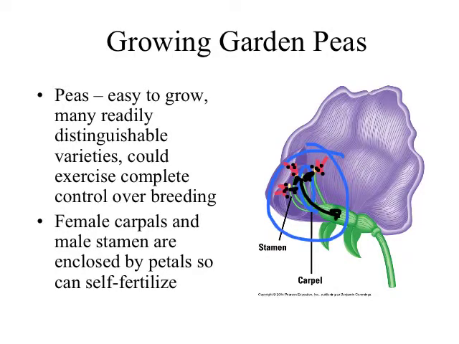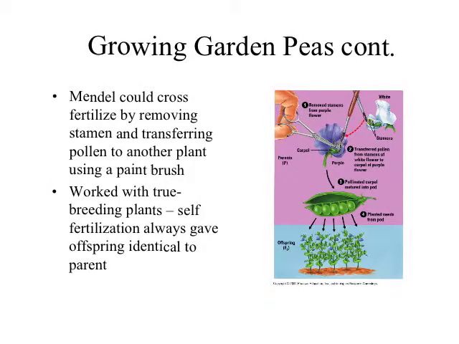Okay, so that's usually how peas work. However, Mendel figured, all right, I can mess with nature a little bit, and I can cross different varieties of pea plants by fertilizing them by hand. So he would remove the stamen and transfer the pollen from one pea plant to another using a paintbrush. He would remove the pollen from inside one of the pea plants and take it and fertilize another pea plant with it.